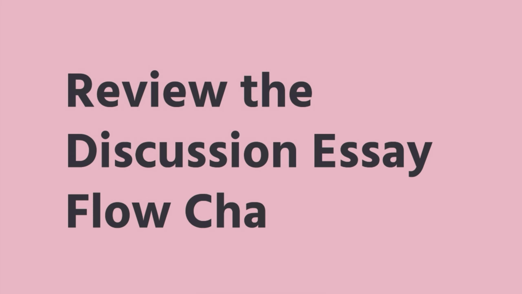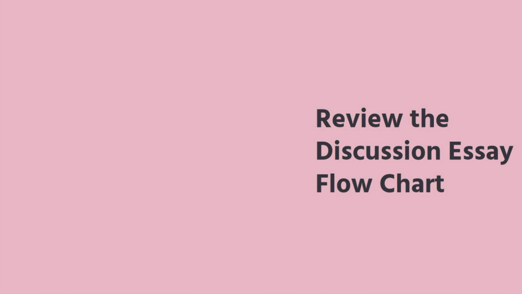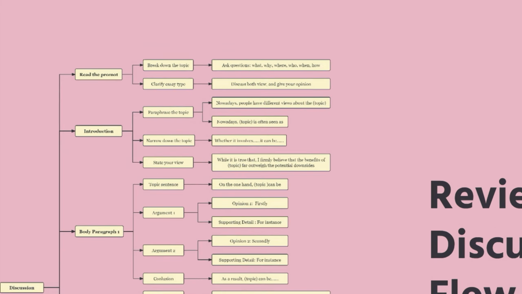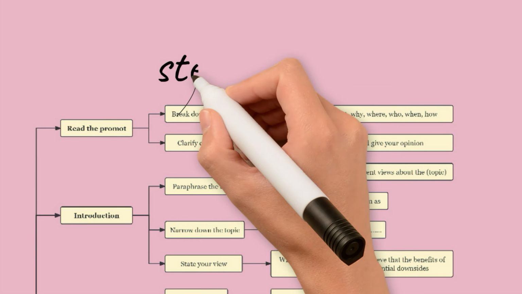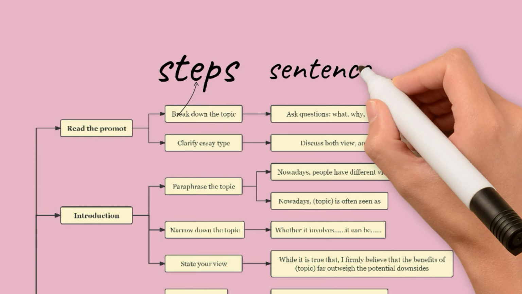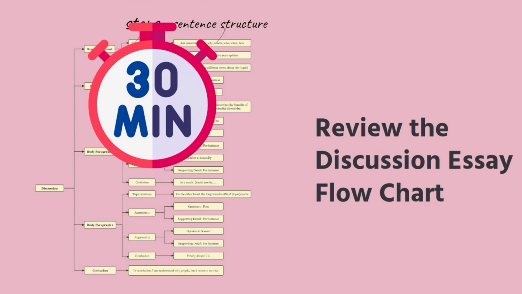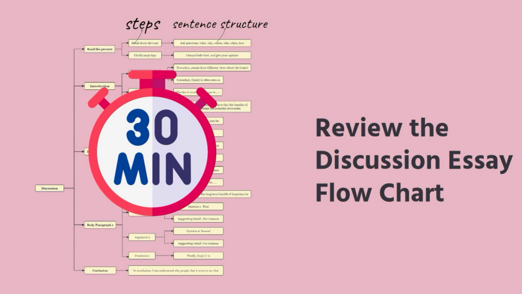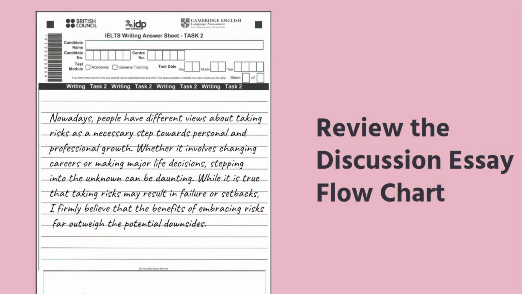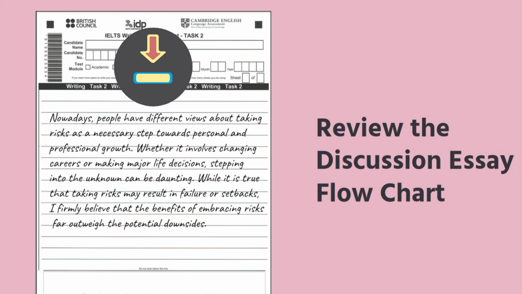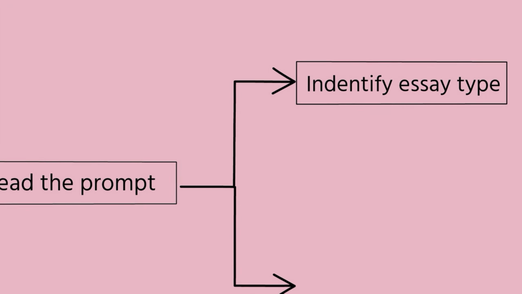Before we start, let's review the process flowchart I shared earlier. I made a flowchart for each writing task too, to help you write the essay step by step and memorize some sentence structures. This flowchart helped me to finish my Task 2 in 30 minutes. The sample essay and flowchart can be found on my Notion page. Download it and then watch this video. I will follow the steps of the flowchart to demonstrate how to write an IELTS discussion essay step by step.